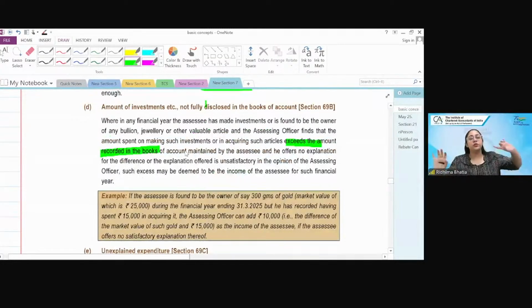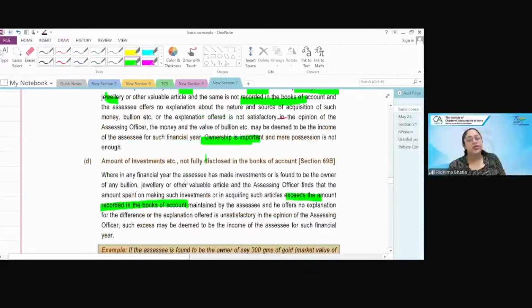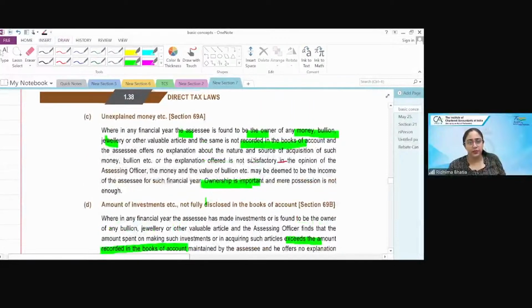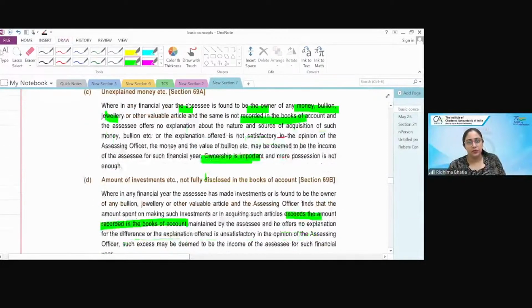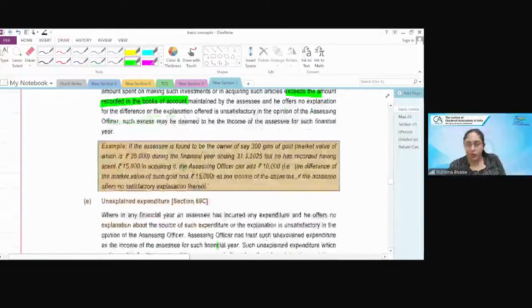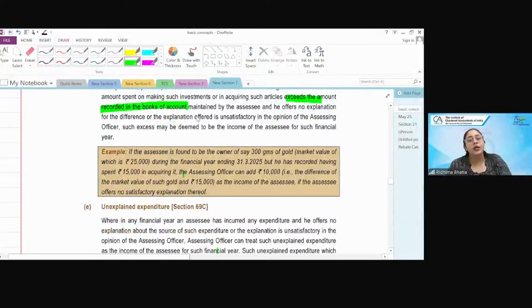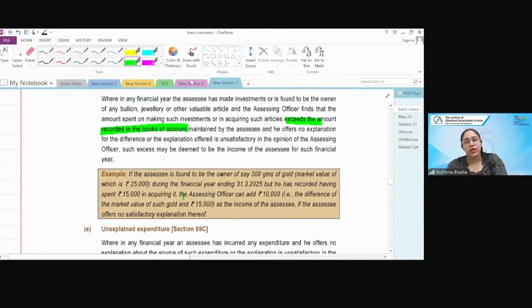If not recorded in books of account, 69. If recorded in books of account but less value, 69B. Similarly, cash recorded, cash credits, 68. If not recorded at all, then 69A. Noted? Sure. Any doubt in any of these?